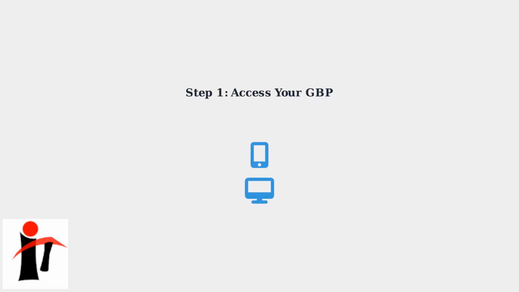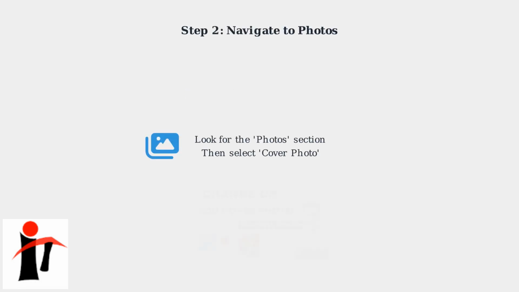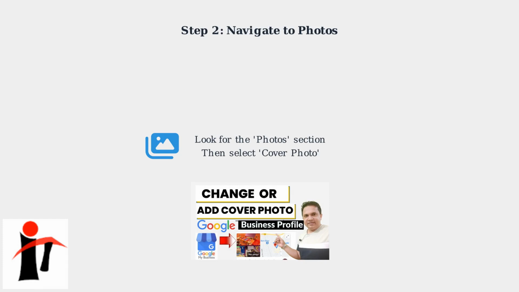Begin by accessing your Google Business Profile. You can use either the mobile app or the web portal to get started. Once logged in, locate the Photos section in your dashboard. From there, click on Cover Photo to begin the upload process. You have several options to upload.